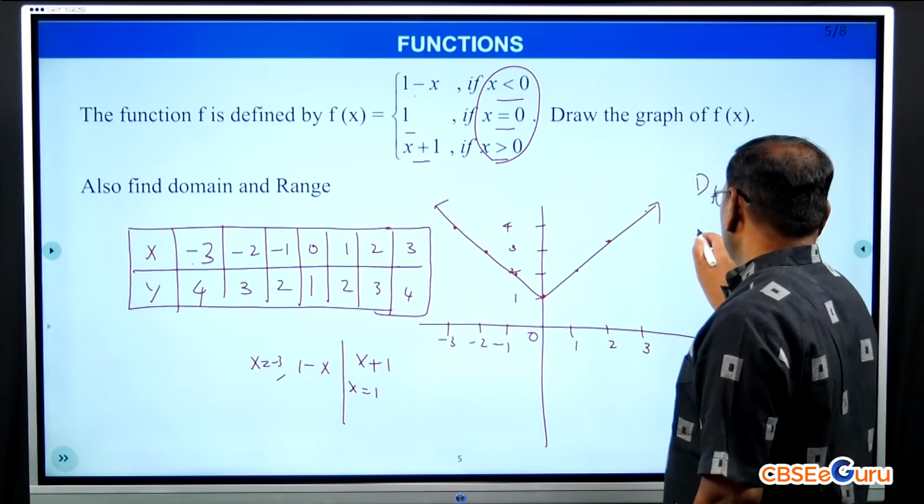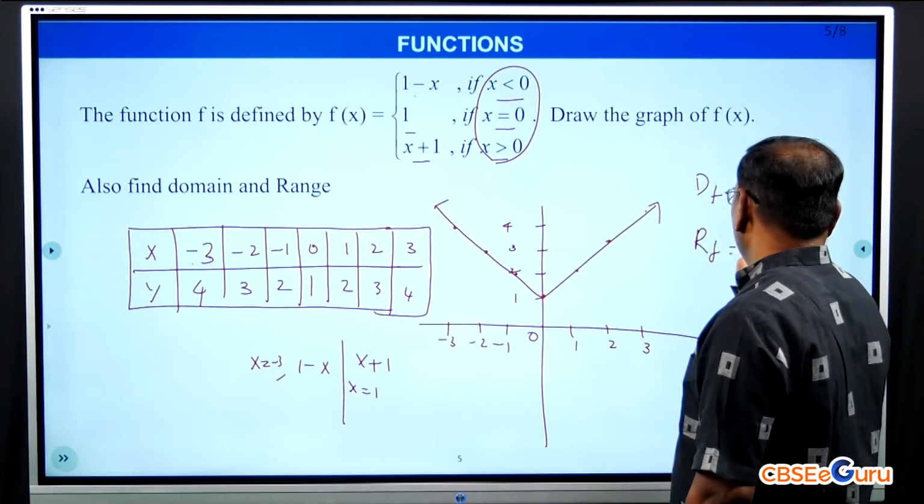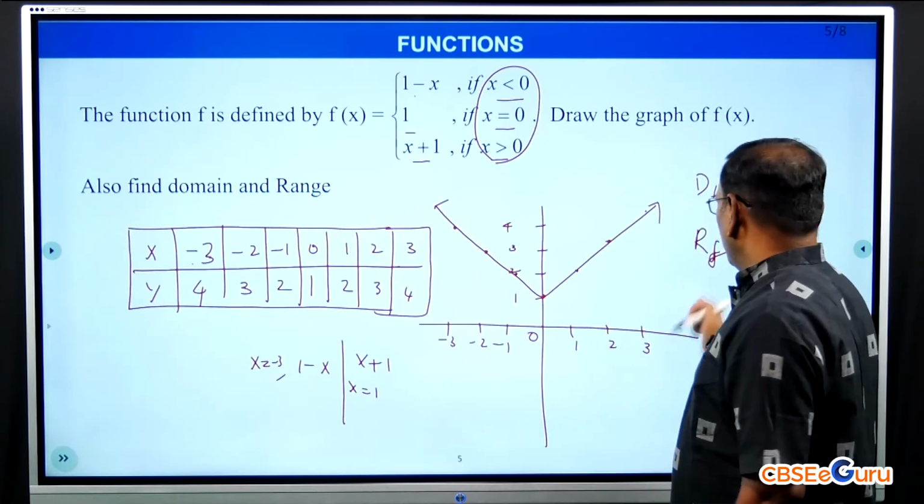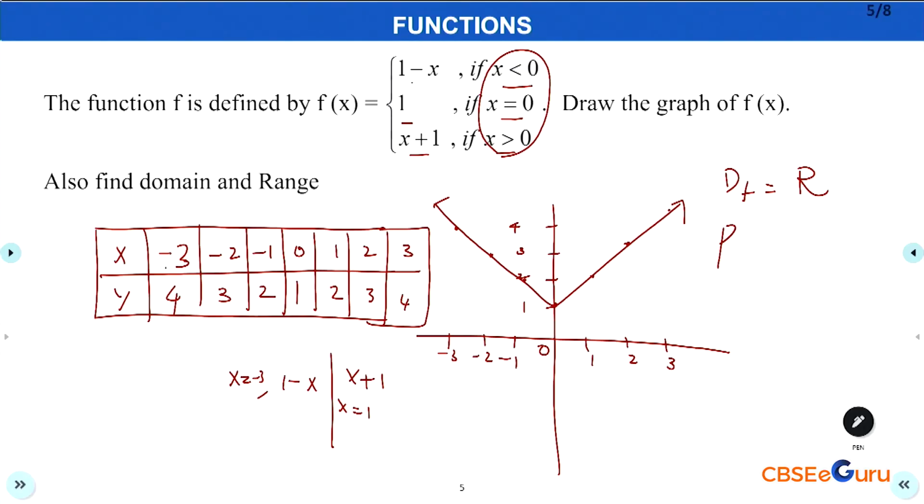And range of f. Range of f equal to vertical length. So, what is the vertical length of a curve? The bottom is at 1 and the top is up to infinity. So, closed interval 1 to infinity. Bottom is 1 and closed interval, top is up to infinity. So, range of f equal to closed interval 1 to infinity.